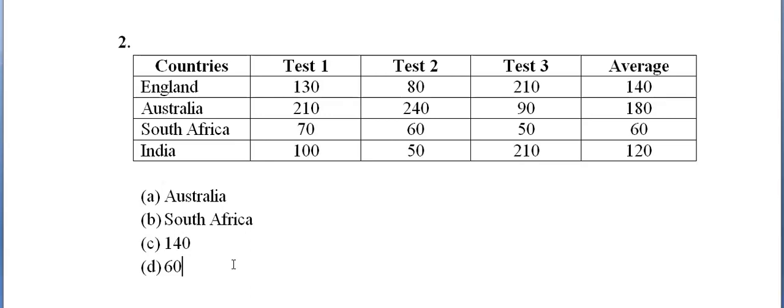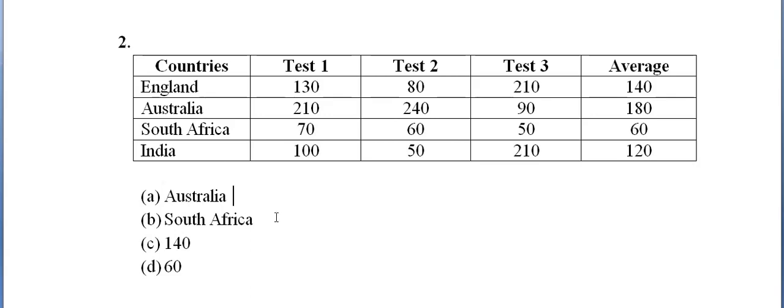Okay, so against which team he has the highest average? So 140, 180, 60, 120. Which number is the highest out here? Which is the largest number? Obviously 180. So this 180 is for Australia. So against Australia, he has the highest average.